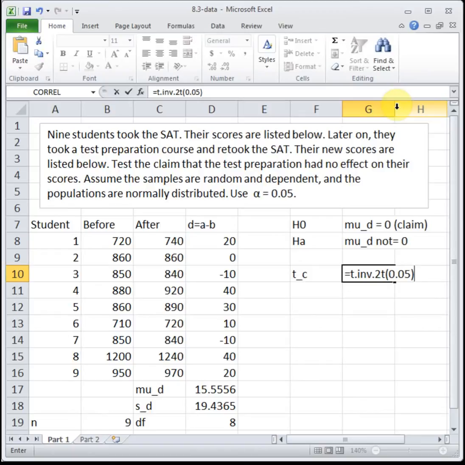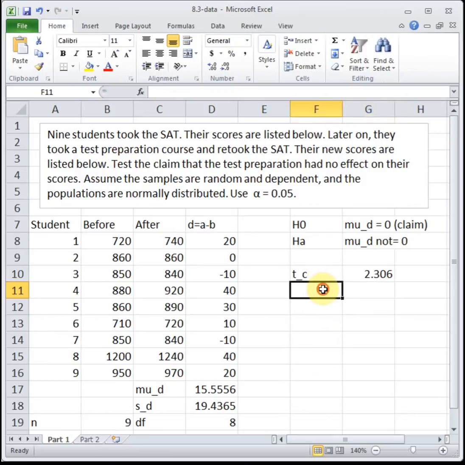And if you wanted, you could have done this as T.INV of 0.025, and you would have gotten the exact same thing, just looking at one tail versus the two tails together. But in this case, I'm going to use the T.INV.2T of alpha, so those two tails combined, and then our degrees of freedom is 8 to get our TC. And this is really plus or minus, since we have two tails. We have positive 2.306 up top and negative 2.306 on the bottom.